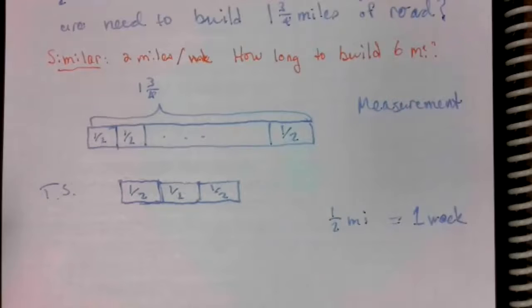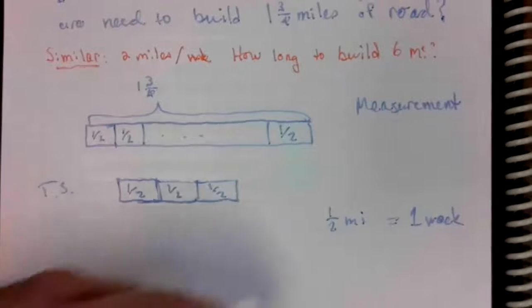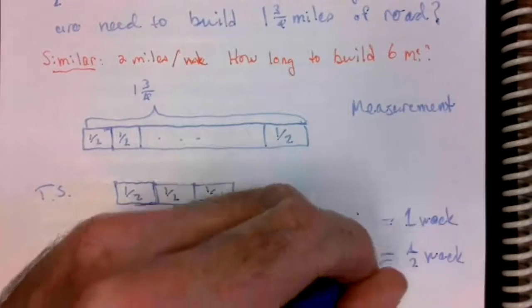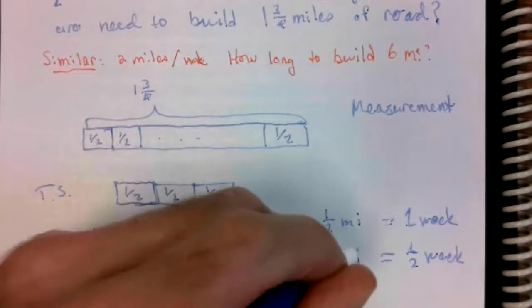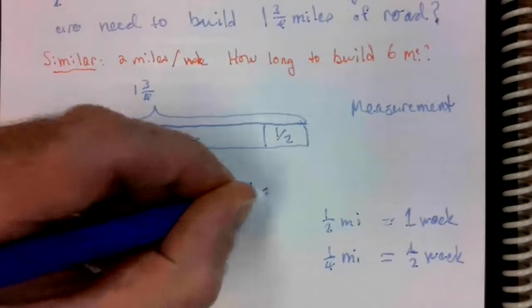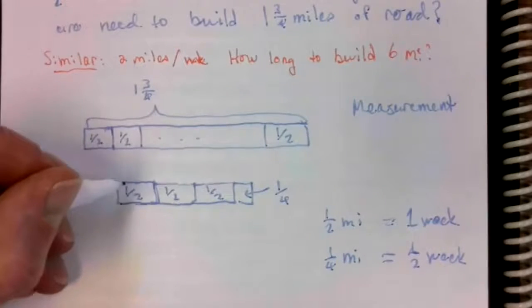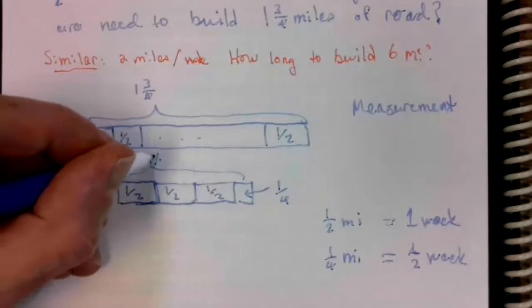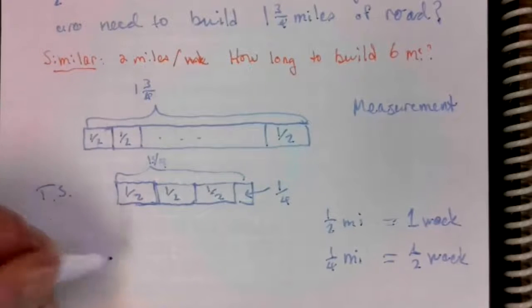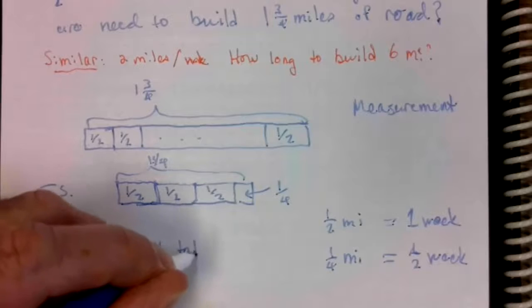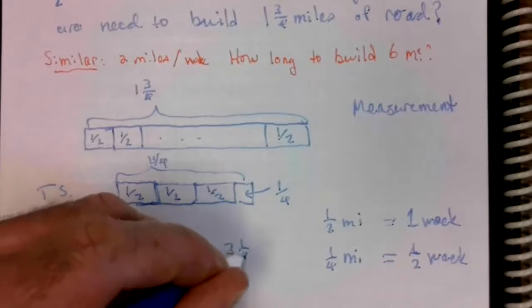Do you take half of a half? Right, okay, I go for half a week. So if I did 1/2 of a week, that would give me 1/4 mile of road. So that's that extra right there. 1/4. That gets me to 1 3/4 miles. Okay, so it will take 3½ weeks.